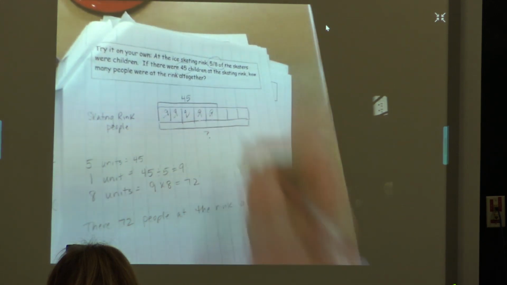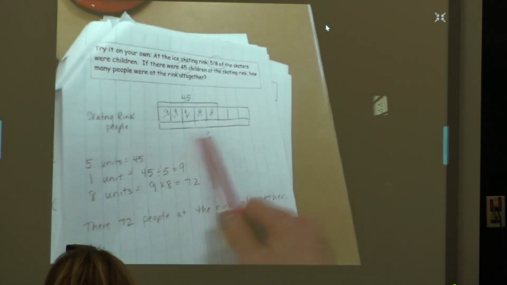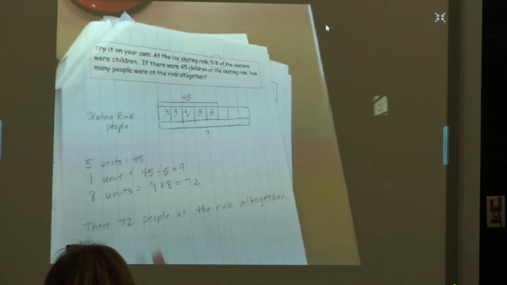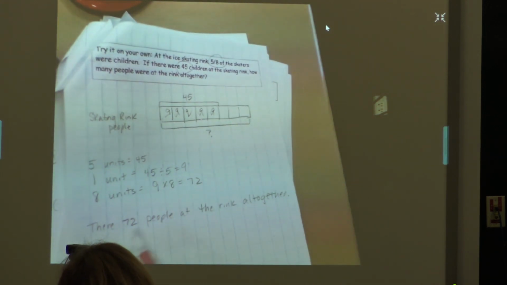If you want to write them in, it's up to you. And then the question is, how many do 8 units equal? I can just do 9 times 8 and get 72. There were 72 people at the rink altogether.